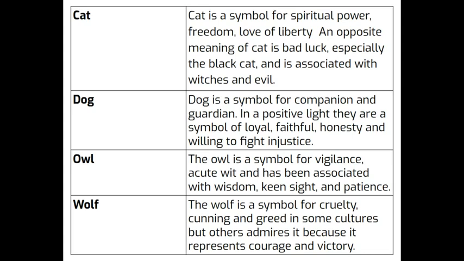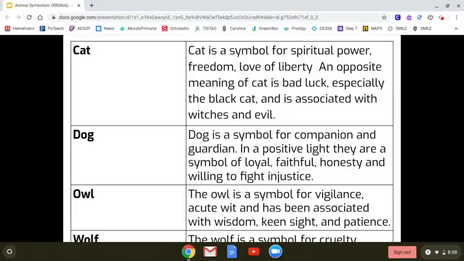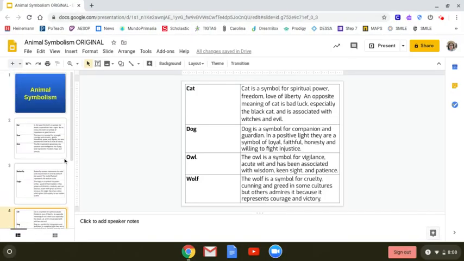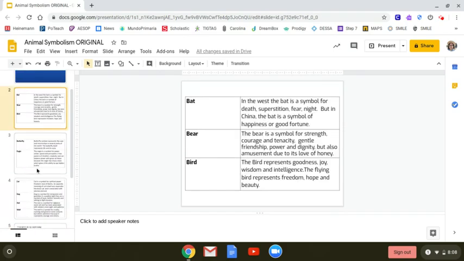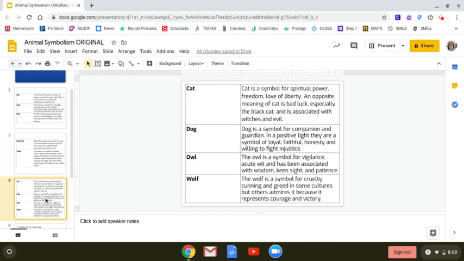So I think that's all the animals for now. I'm going to stop this slideshow presentation. And once again, if you find yourself with an animal that is not one of these nine, please Google search what is the symbolism for blank in poetry, and that way you can also get an answer.